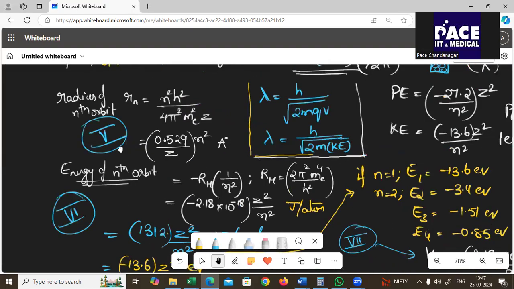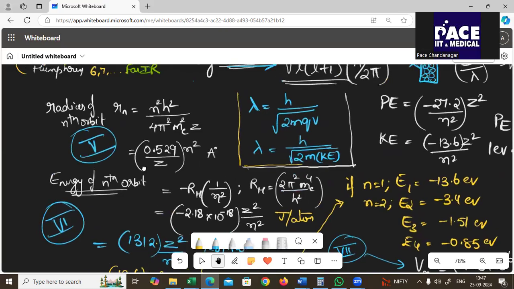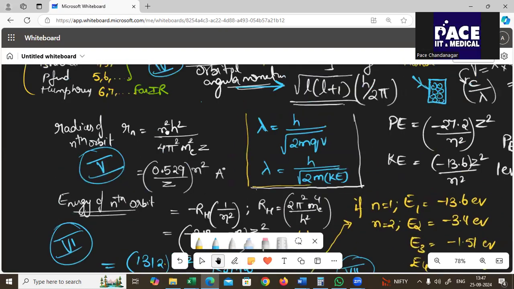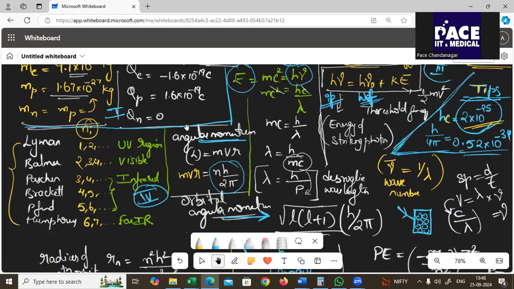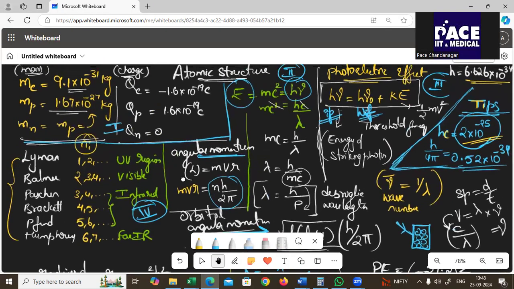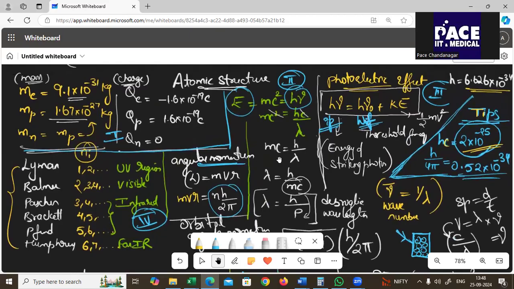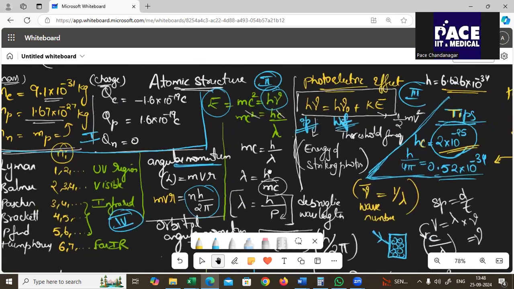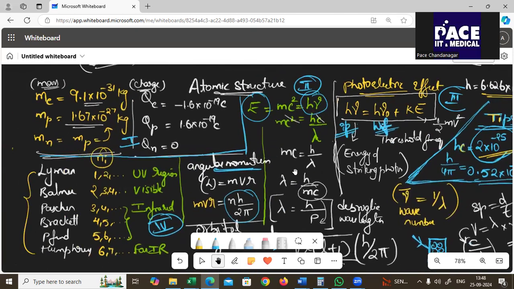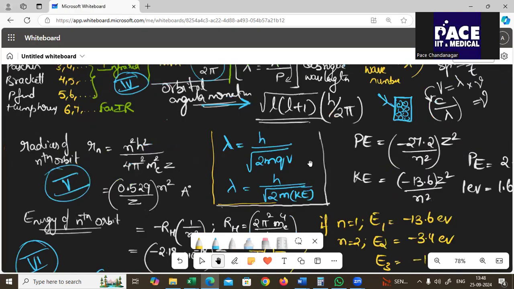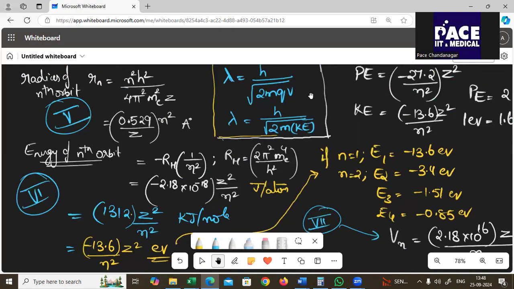Now coming to radius, the second set of the questions. Please make sets like the ones I have written. The first set is your charge value and mass value. The second set is the formulae: lambda equals h by mv, the de Broglie wavelength, E equals mc square, angular momentum, all these formulae, your set 2. Set 3 is the photoelectric effect I have given. Set 4 is your series, Lyman, Balmer, Paschen, Brackett, Pfund, and Humphreys. And then you have set 5 here as the radius of the nth orbit.